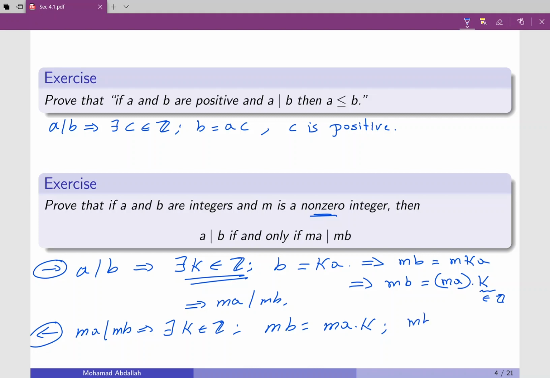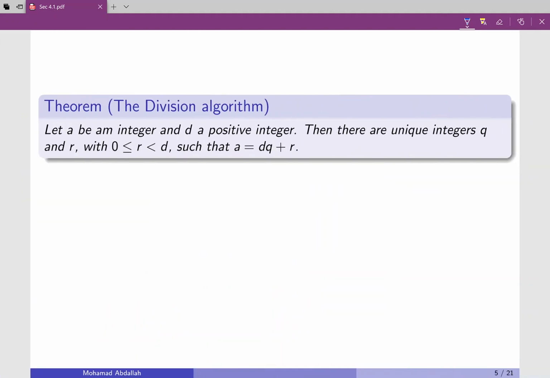So mb over m equals mak over m. Cancel the m, cancel the m. You end up with b equal a times k. And this is exactly the definition of a divides b. Okay? So here we proved the two directions for this exercise.